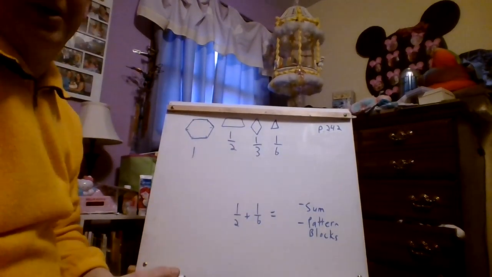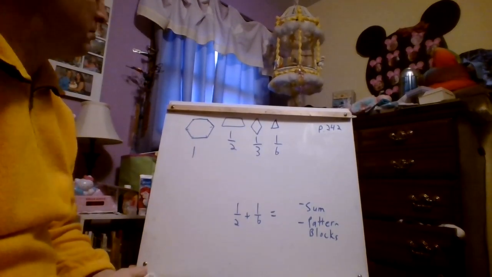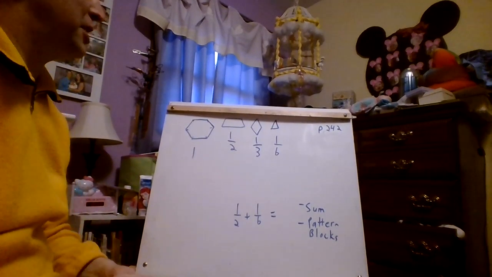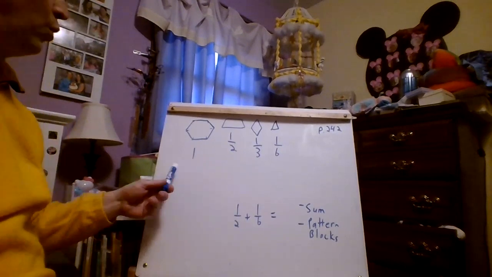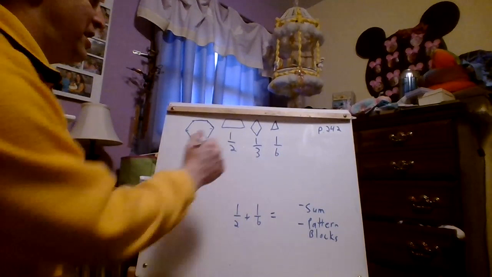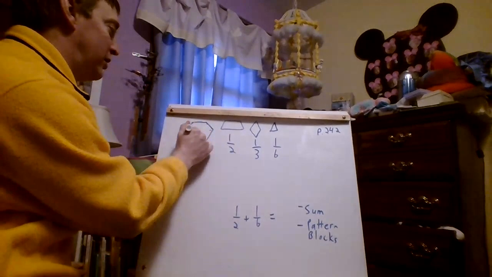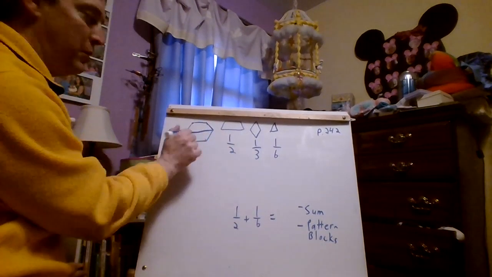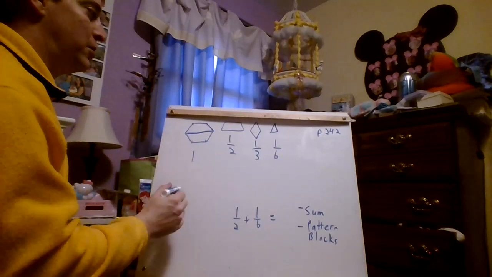Today we're going to be working on page 242 of your math workbook, and we're talking about the different kinds of shapes and different fractions that go with them. One whole is a hexagon, so it'd be like the yellow hexagon. A half is going to be a trapezoid because that would take away half of this, because each one of these would be one half. Together, two halves make a whole.